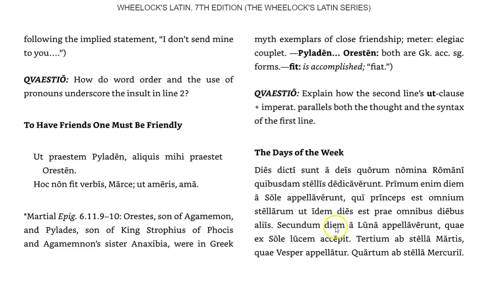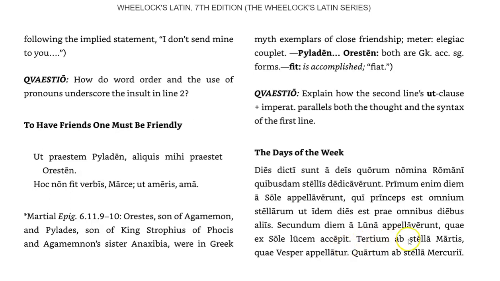The second day, once again, we need to recognize the accusative diem. This is the accusative direct object. So they named the second day from the moon, which literally receives light from the sun. That one's fairly straightforward, which receives light. Light is third declension, accusative singular, from the sun. The third, in other words, the third day, the tertium diem.